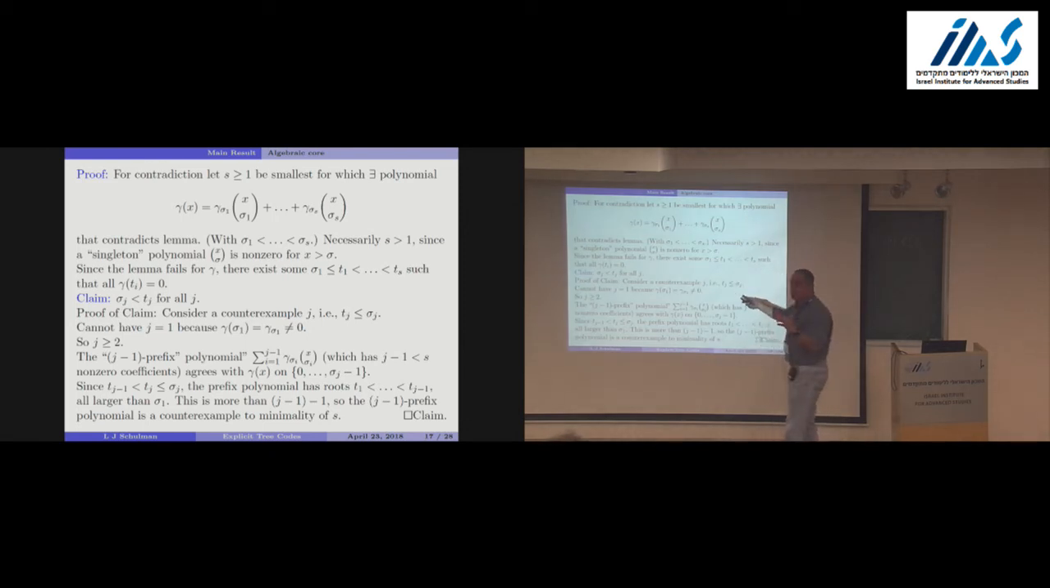So suppose this were false. This is really the core of the result. Suppose it's false, and we'll take a smallest contradiction, not in the sense of degree, but in the sense of how many non-zero coefficients. So this is a polynomial gamma of x.